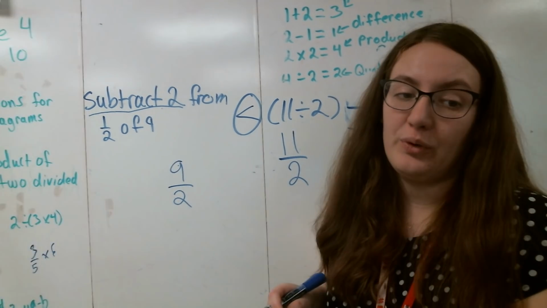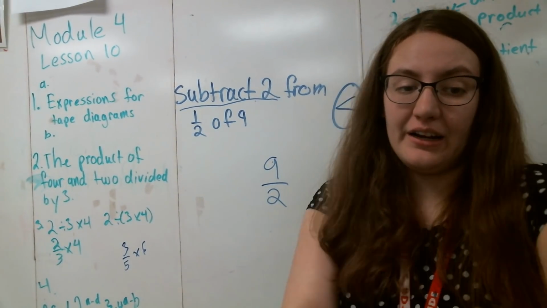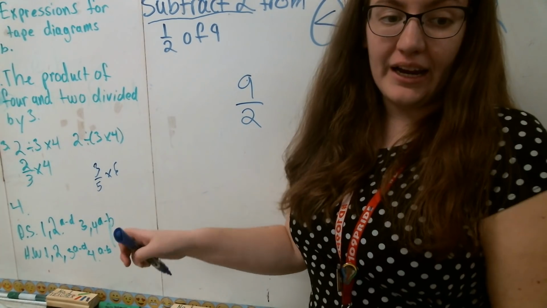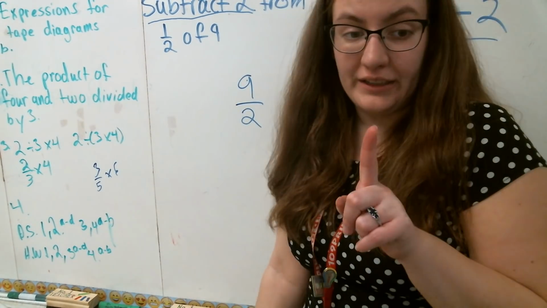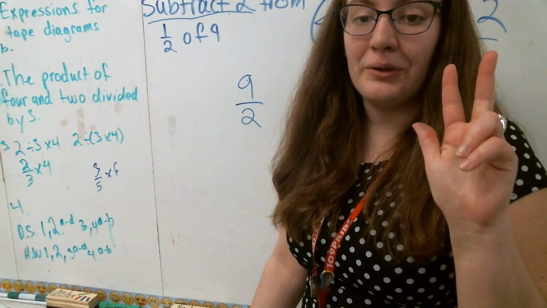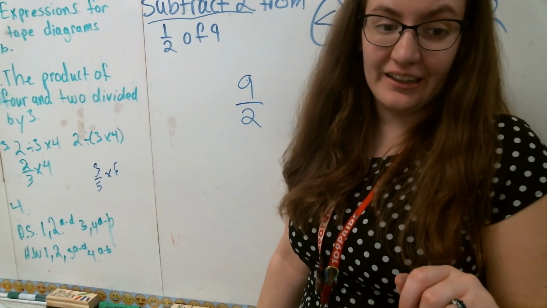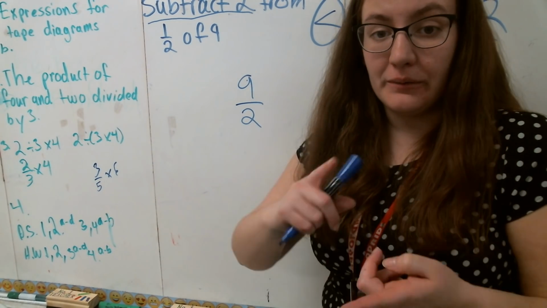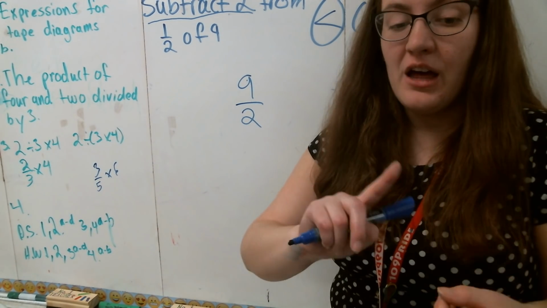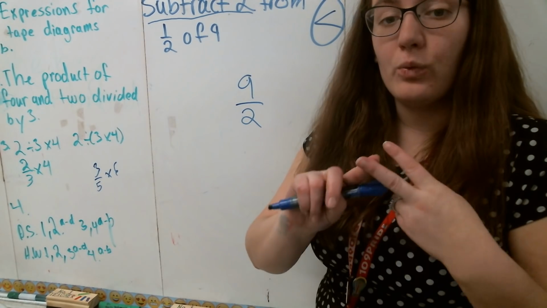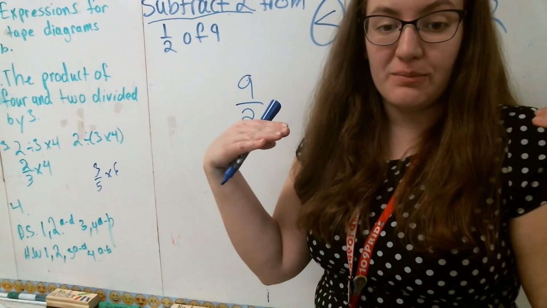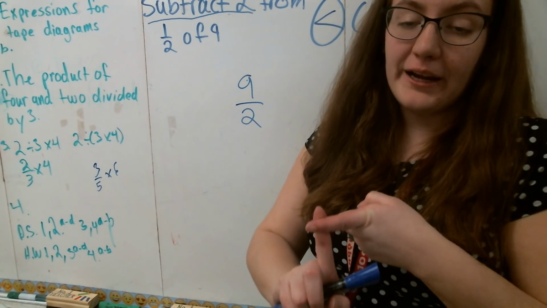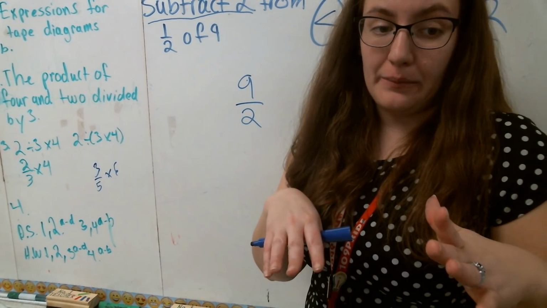So tonight, when you do your homework, you are going to be working on a variety of different problems. For your homework today, you're going to be working on number 1, number 2, number 3, A through D, and then number 4, A through B. There's going to be a lot of different problems. Some of them might ask you to look at a tape diagram. Some of them might ask you to look at a word form of an expression and write an expression and solve from there. Some of them might ask you to compare and contrast. There's a lot of different options.